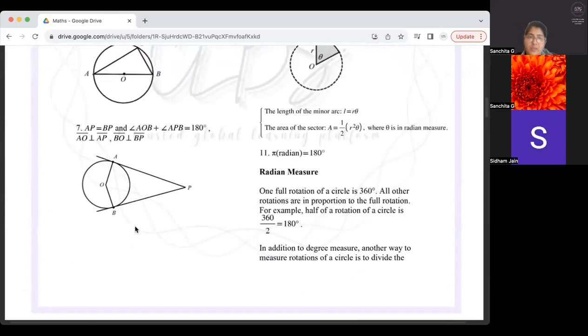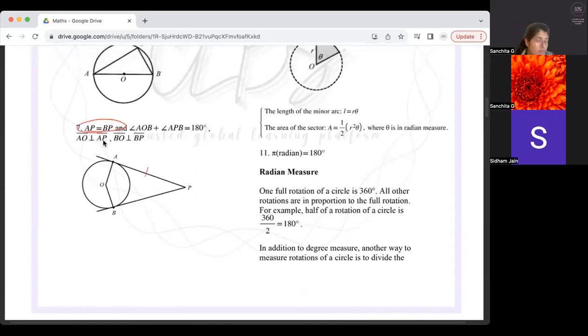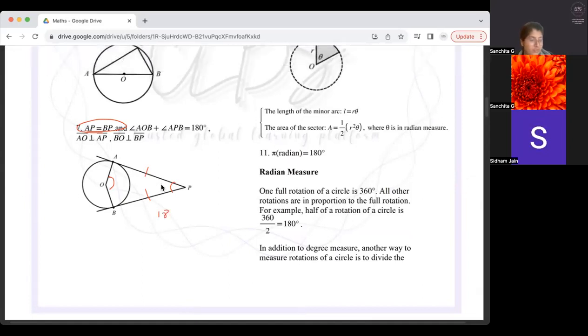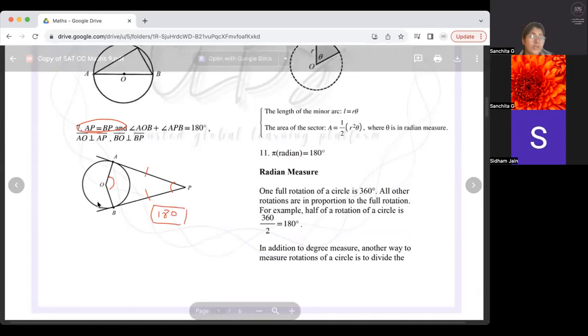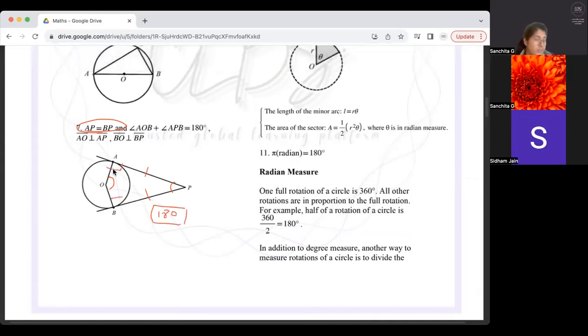Now, what is this? PA is equal to BP. Suppose this is equal. Angle AOB plus angle APB, this plus this angle is 180. Opposite angles add up to 180 degrees. So what can I say? That this is your perpendicular and this is your perpendicular. Got it? Understood the rule?